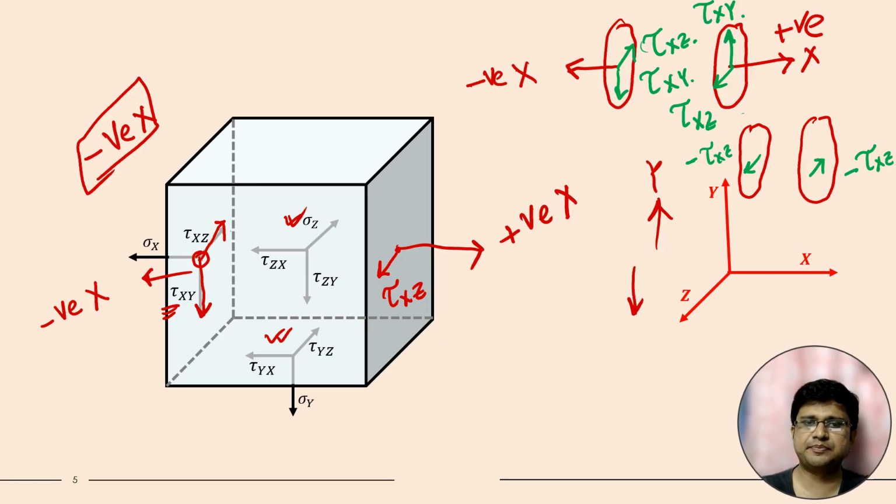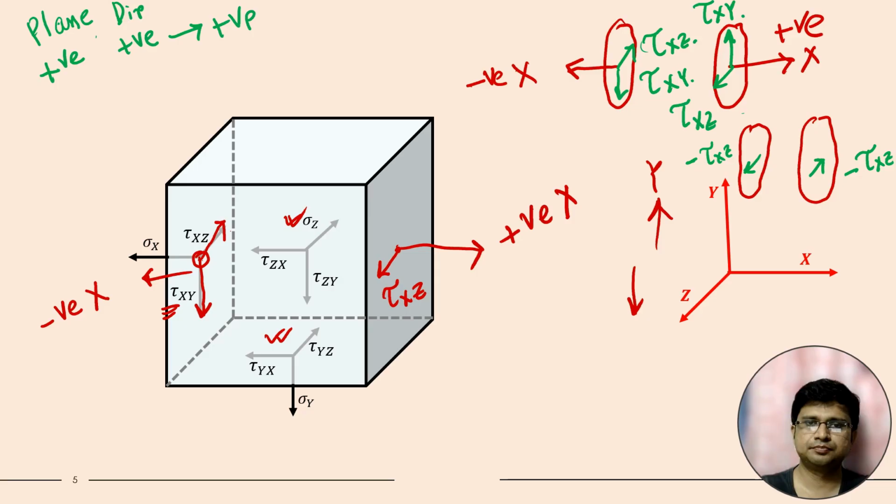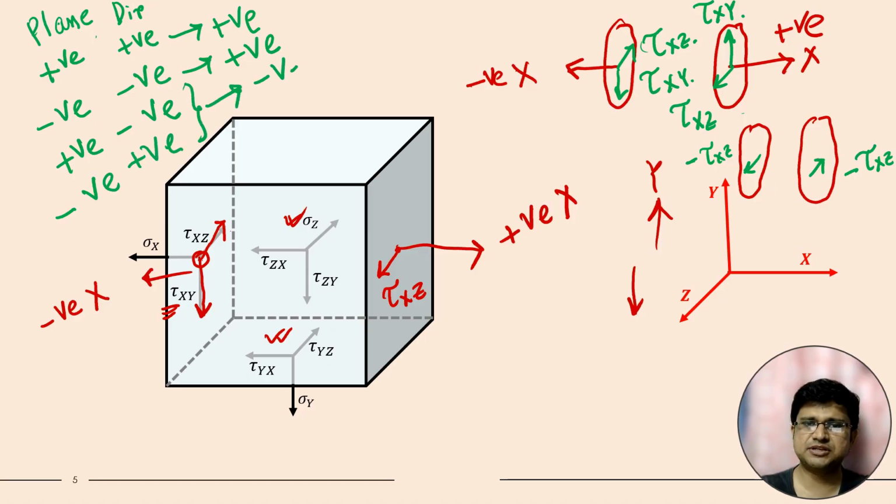So if I repeat, for positive plane and positive direction, this will be positive. For negative plane and negative direction, this will be positive. But if it is positive plane with negative direction, or negative plane with positive direction, this will actually be negative shear stress. This will be the positive condition, this will be the negative condition. So we have to remember that for three-dimensional stress condition.